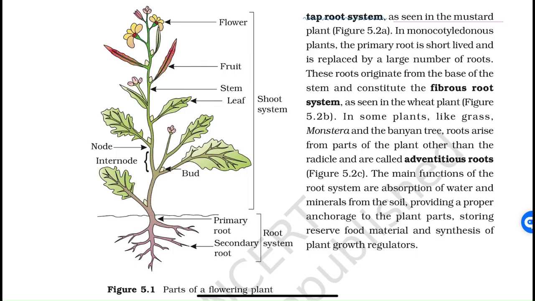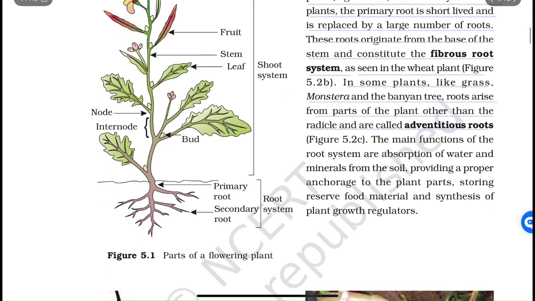as seen in the mustard plant. In monocotyledonous plants, the primary root is short-lived and is replaced by a large number of roots. These roots originate from the base of the stem and constitute the fibrous root system, as seen in the wheat plant. In some plants like grass, Monstera, and the banyan tree, roots arise from parts of the plant other than the radicle and are called adventitious roots.